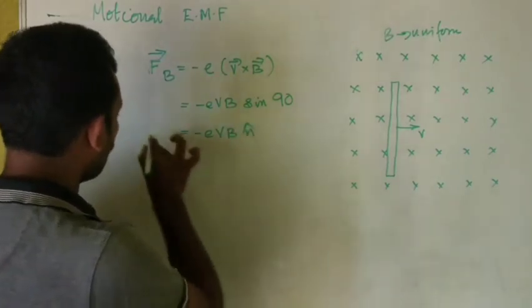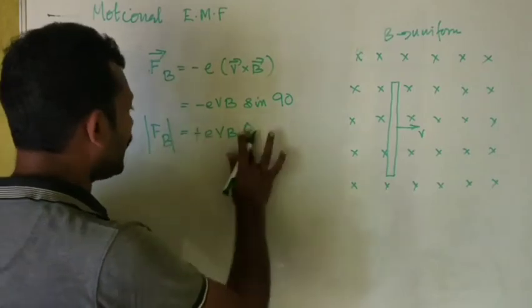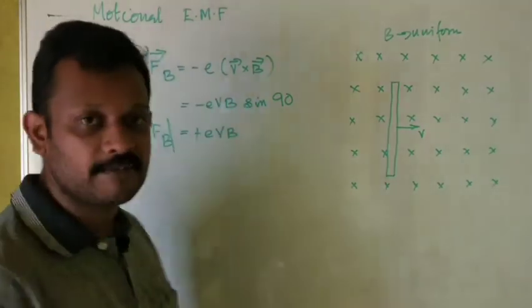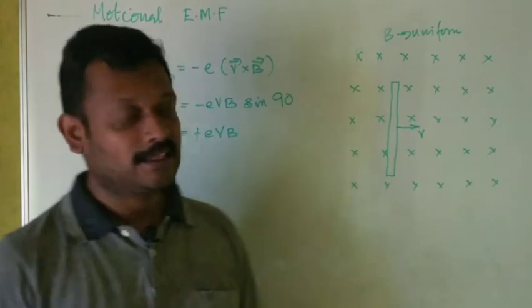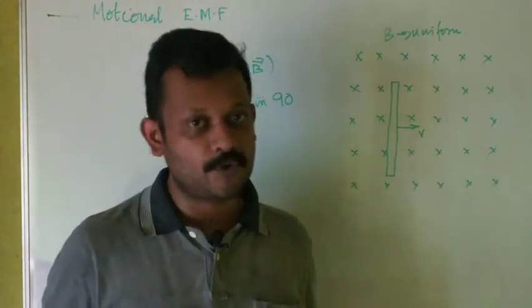The n cap is needed to find the direction. When we say the magnitude of this force, no minus and no n cap is required. The magnitude of the force is e V B. Now we will find out the direction of that force.